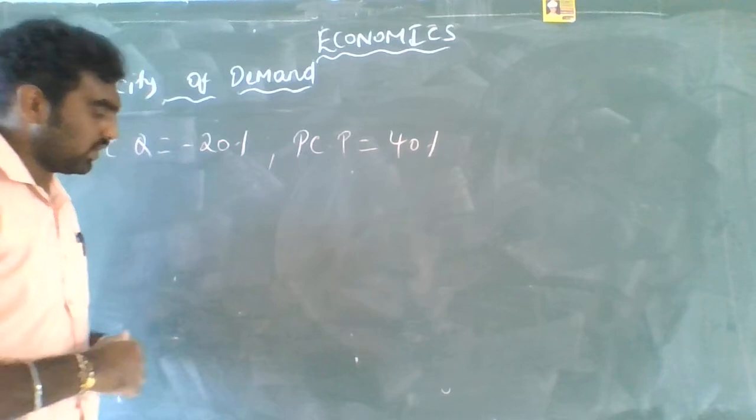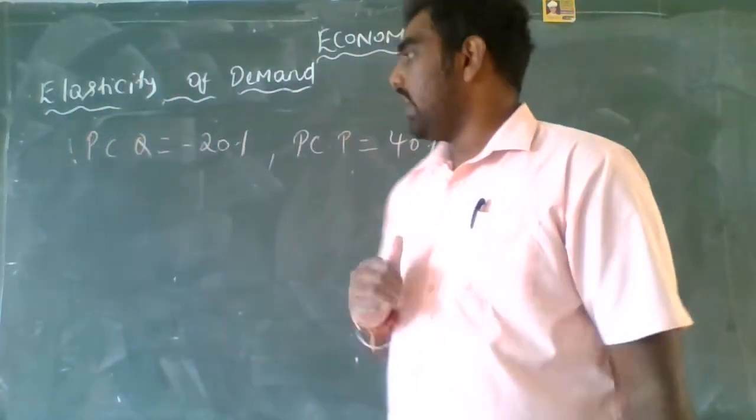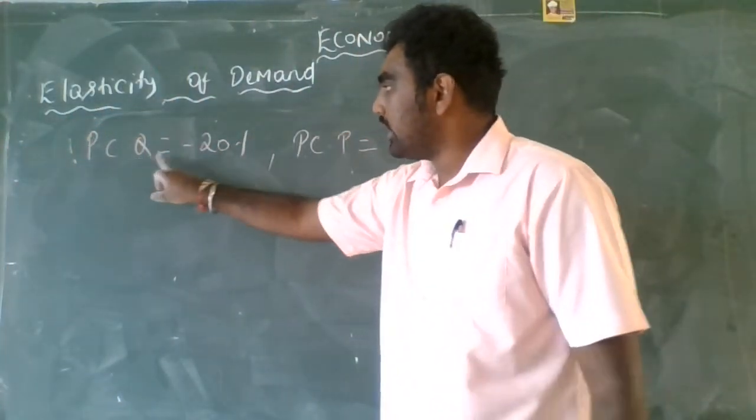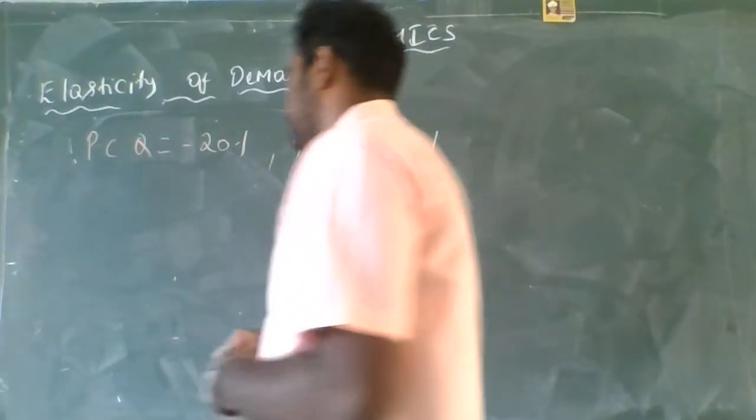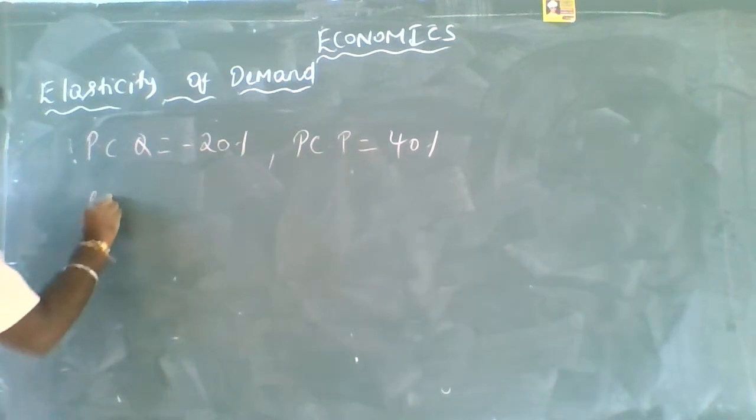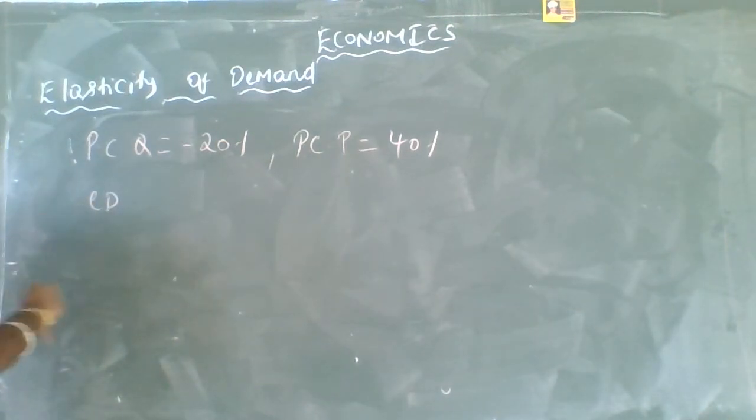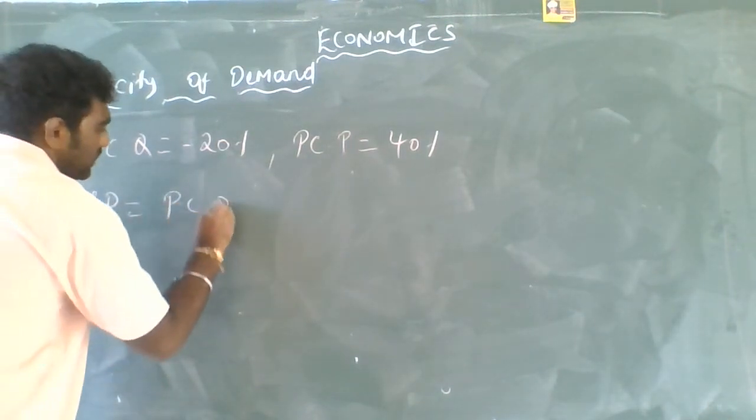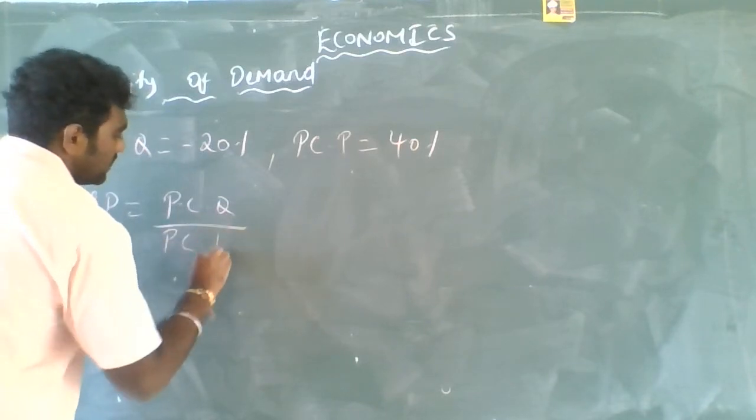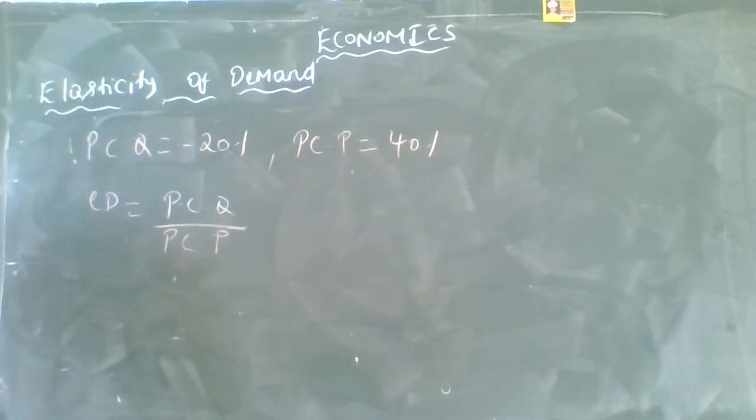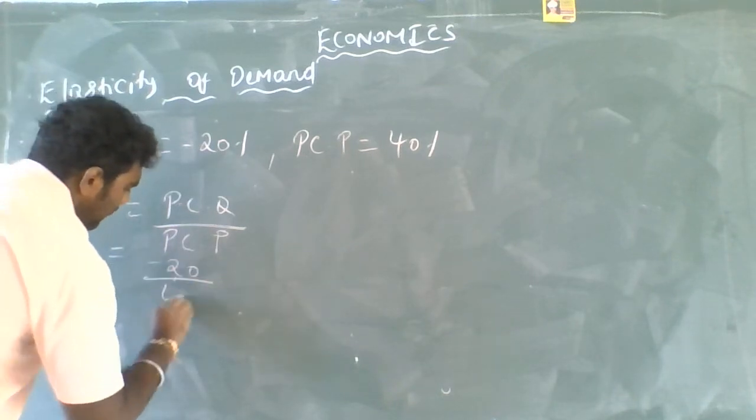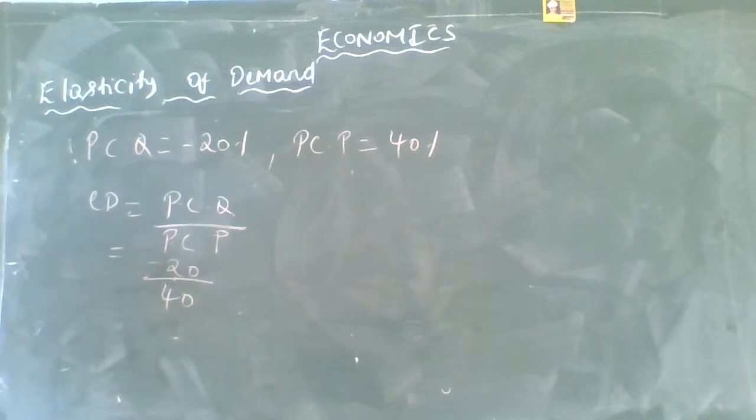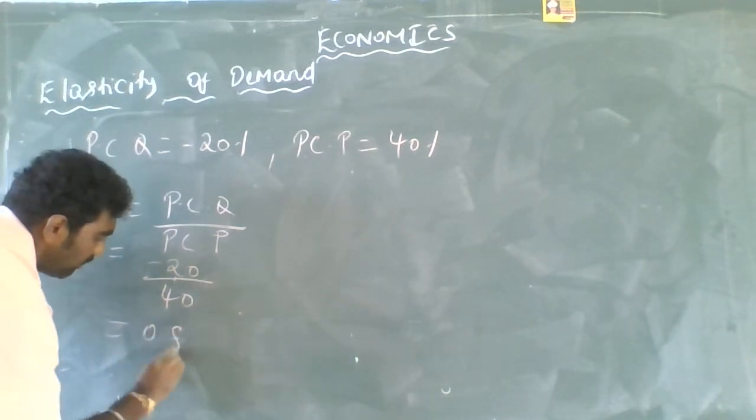So students, we understood how we arrived at the percentage change in quantity, that is minus 20%, and the percentage change in price, that is 40%. So elasticity of demand is nothing but percentage change in quantity divided by percentage change in price. So it becomes minus 20 divided by 40, which is nothing but 0.5.